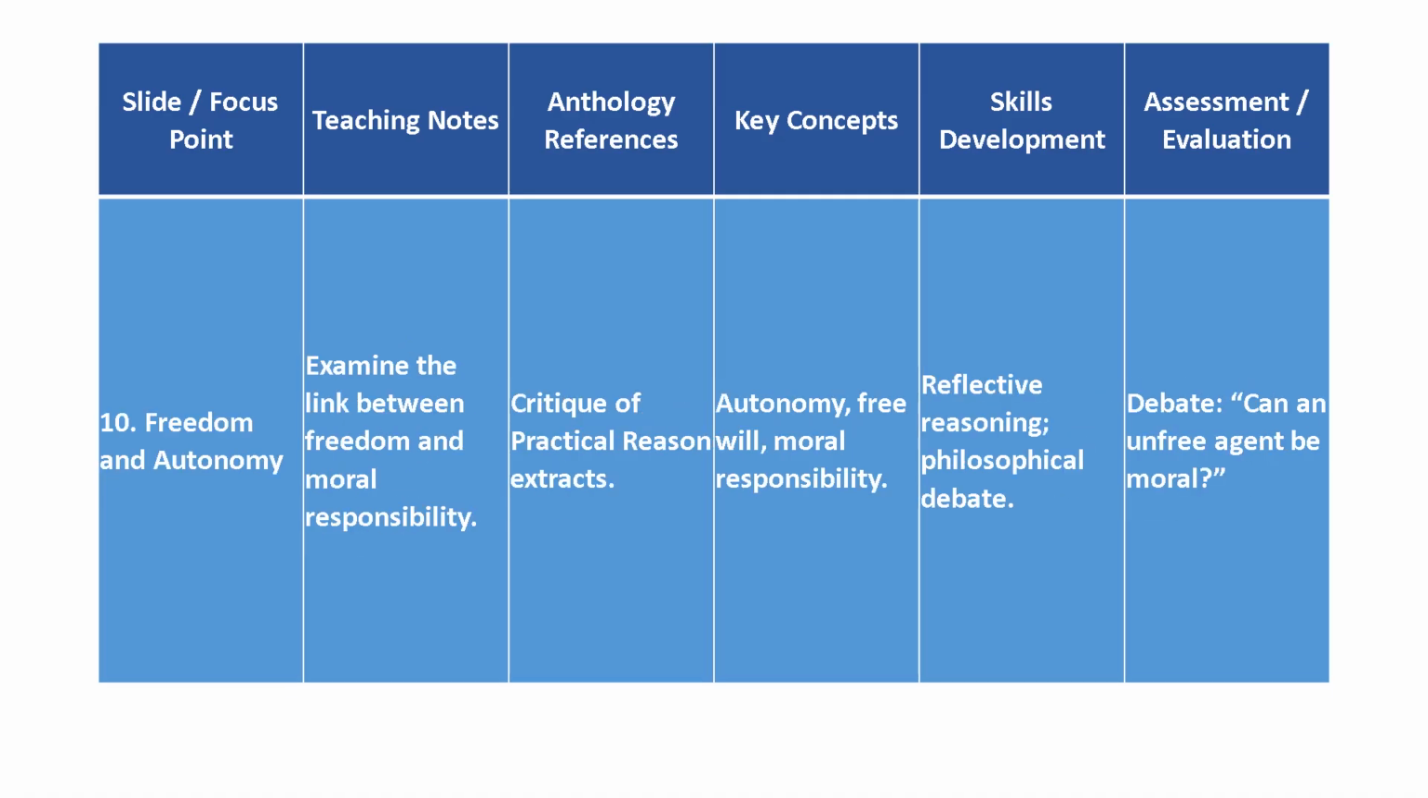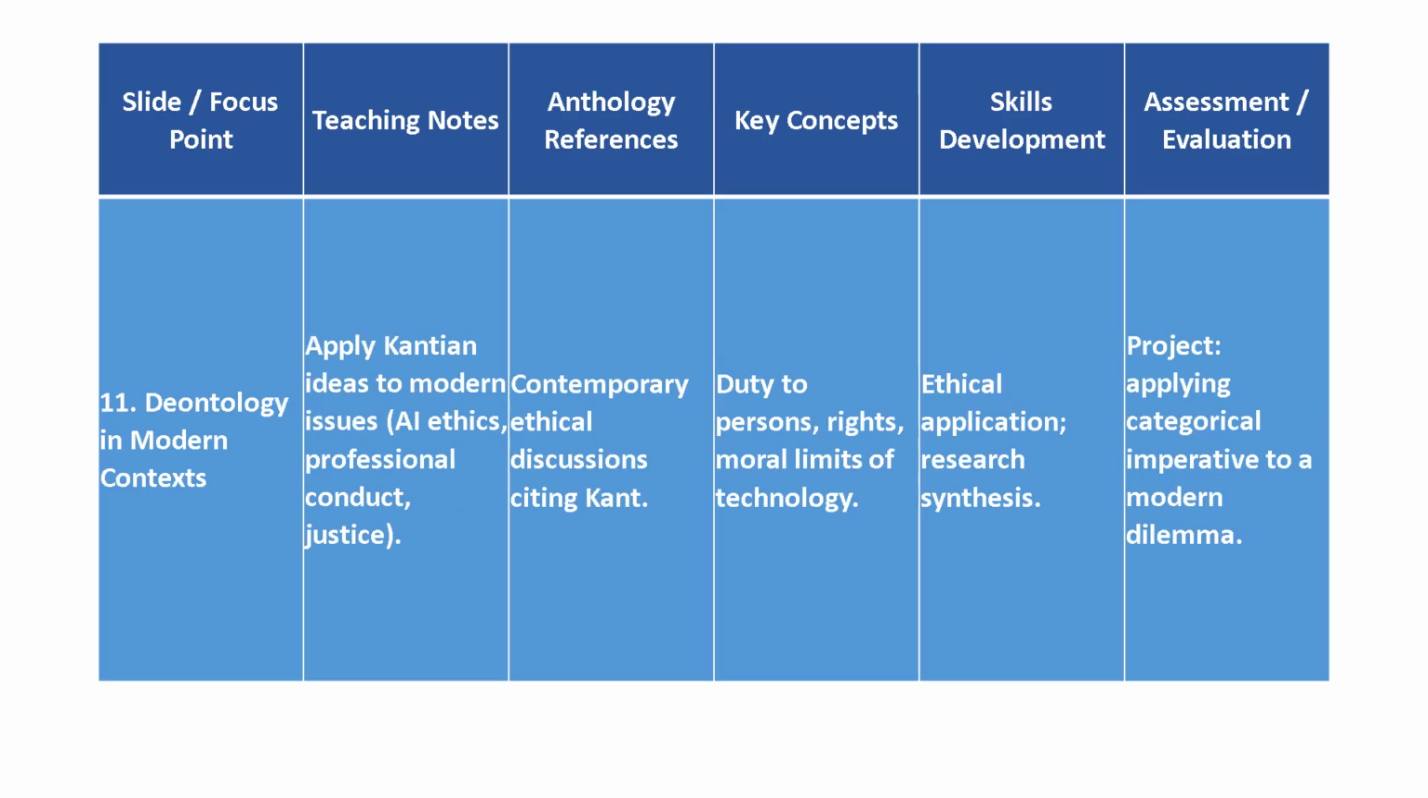And we go to number 10, freedom and autonomy. The teaching notes say examine the link between freedom and moral responsibility, which is lovely. In the Critique of Practical Reason extract in the anthology references, the key concepts are autonomy, free will, moral responsibility. It's all about Kant, right? The skills development is reflective reasoning and philosophical debate. The debate can be on whether free agents are moral, which is lovely to have a good time with one another in the discussion, passing on messages that are vital.